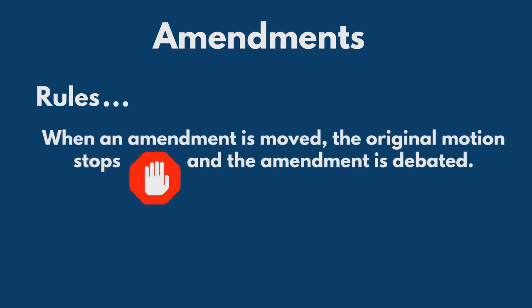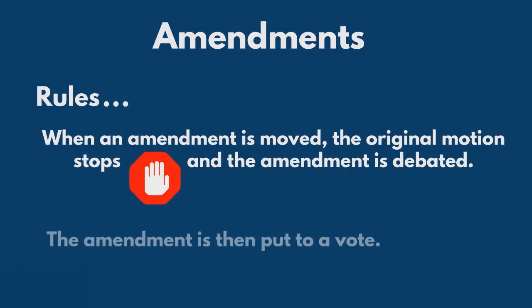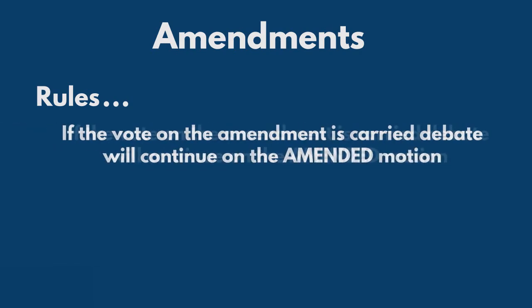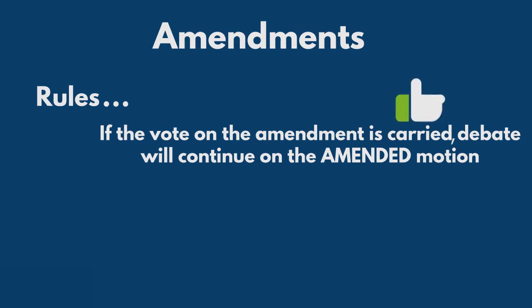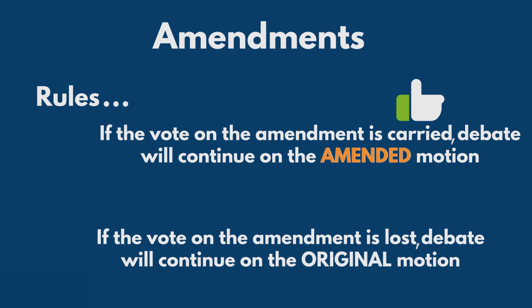When an amendment is moved, the debate on the original motion stops. The amendment must be seconded before it is debated. At this point, it is only the change that is debated. Once debate on the amendment has closed, the amendment is put to a vote. If the vote on the amendment is carried, then debate will continue on the amended motion. If the vote on the amendment is lost, debate will continue on the original, unaltered motion.